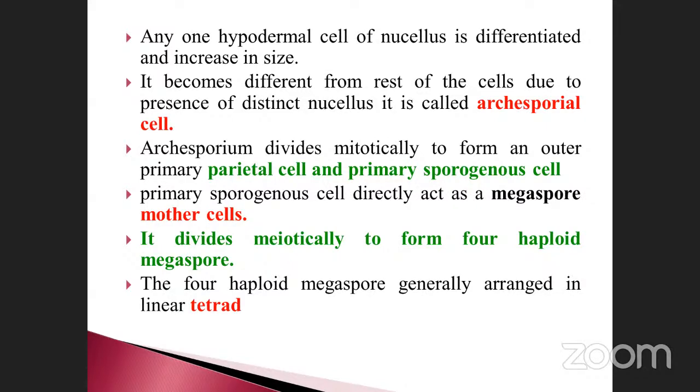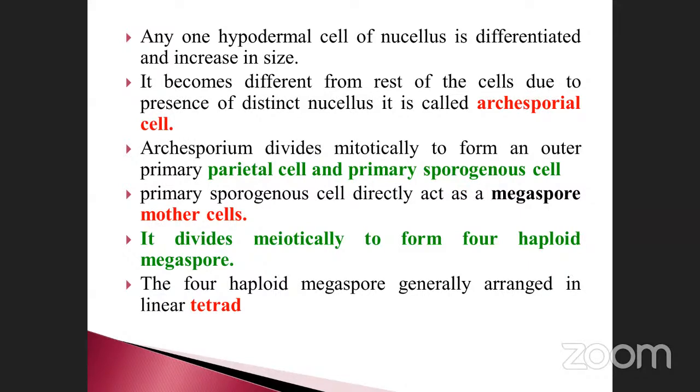The archesporium divides mitotically to form an outer primary parietal cell and primary sporogenous cells. Further division takes place mitotically. As a result, parietal cells are formed, and also primary sporogenous cells. Then the primary sporogenous cells directly act as the megaspore mother cell. You got that point?